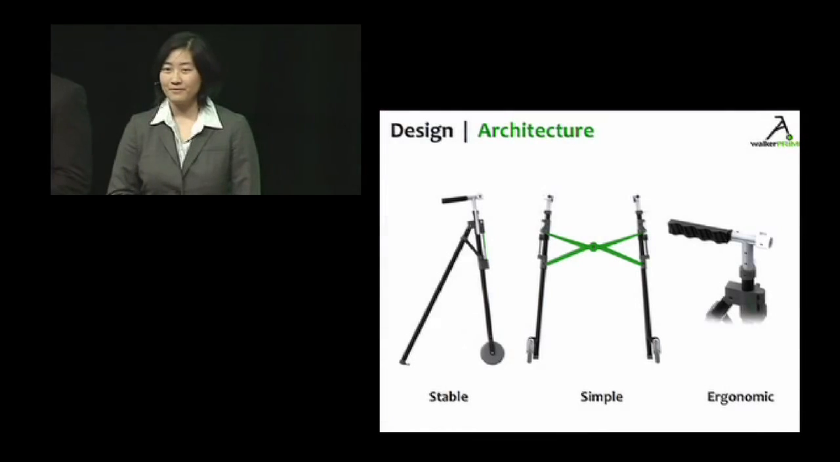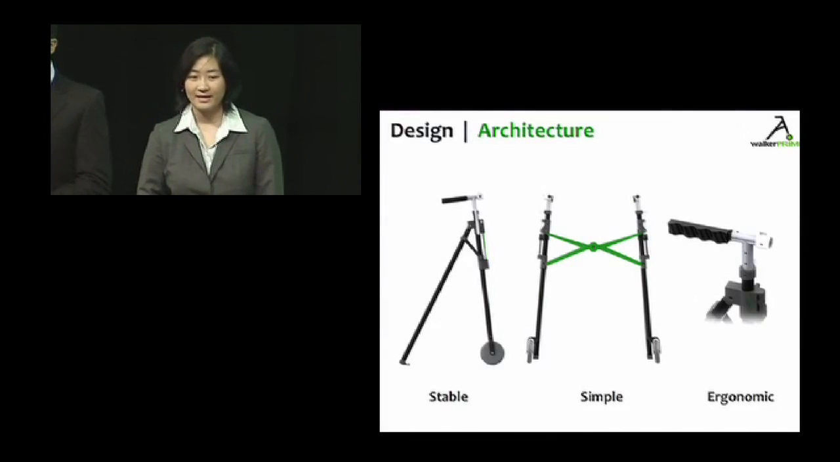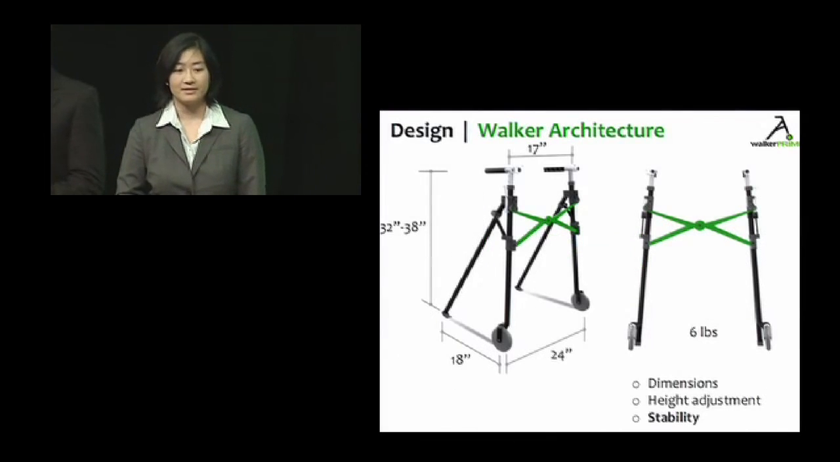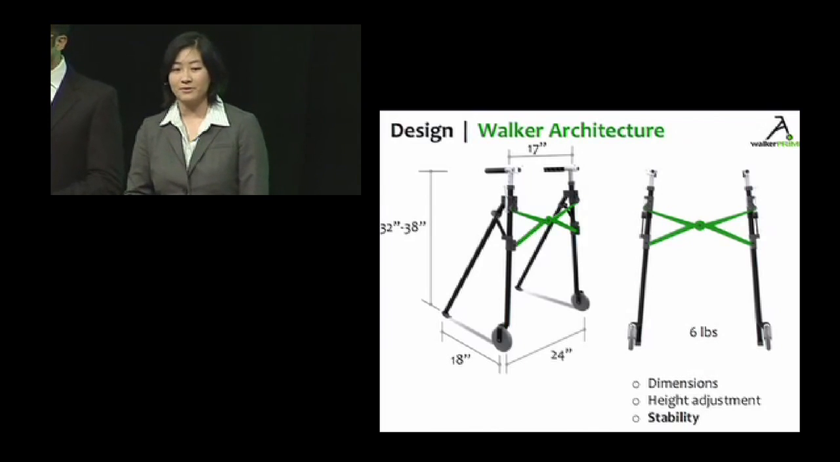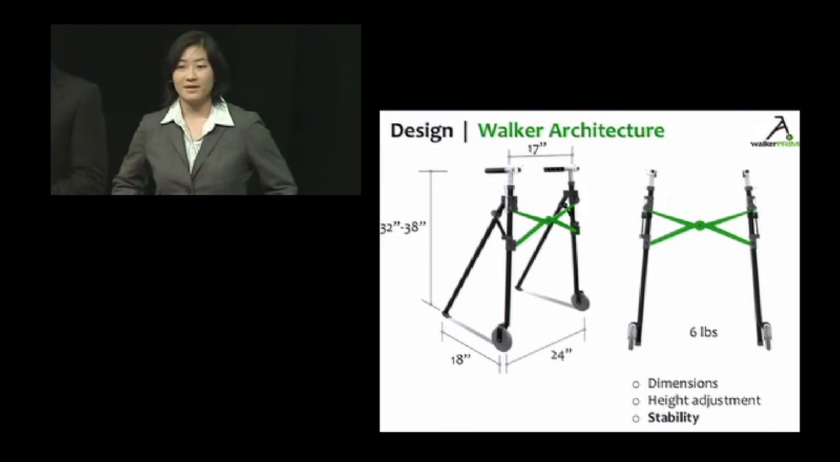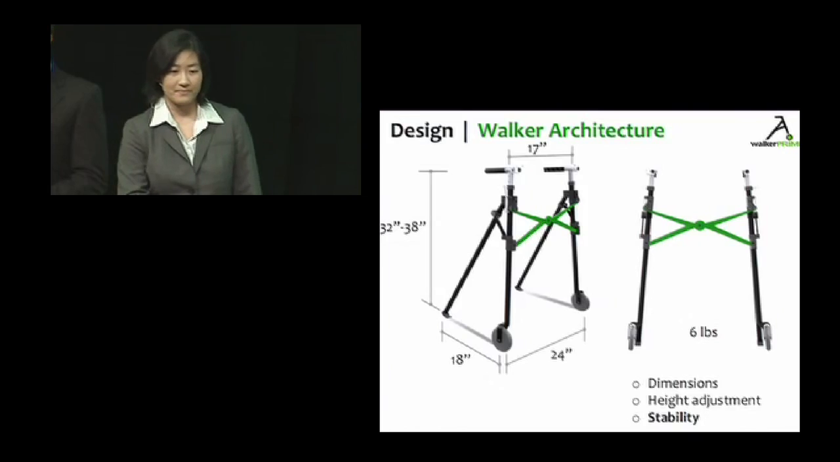For Walker Prime, we wanted to focus on 3 things: stability, simplicity, and ergonomics. This was an interesting design challenge because for each of the modes, there were different requirements. For walker mode, we used similar dimensions to those of other walkers on the market. We had to make sure that you could adjust the height and still have a stable walker. The legs extend from hip height and are angled outward to create lateral stability.